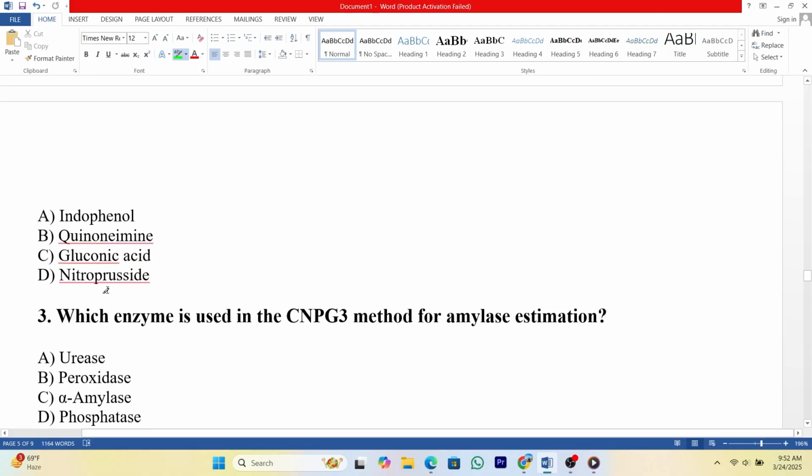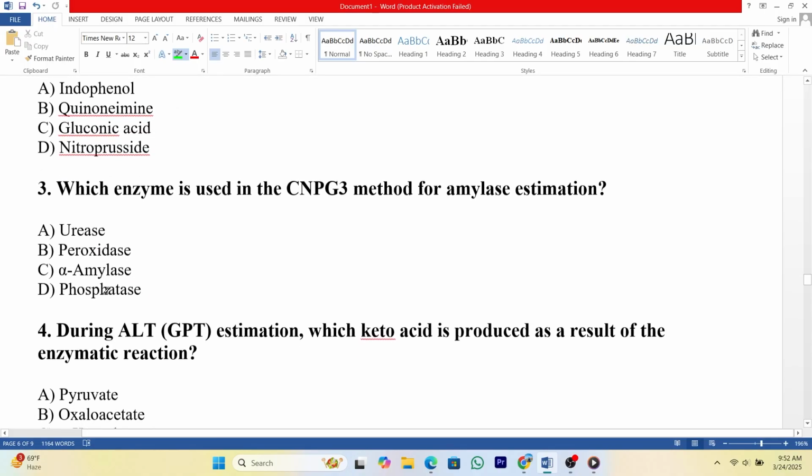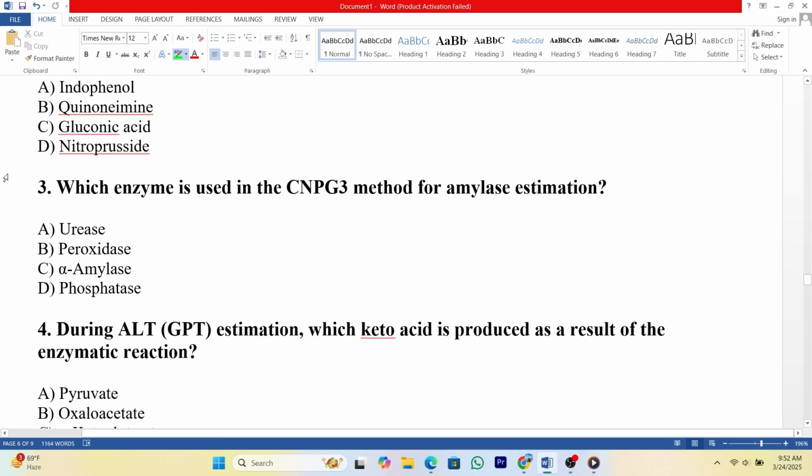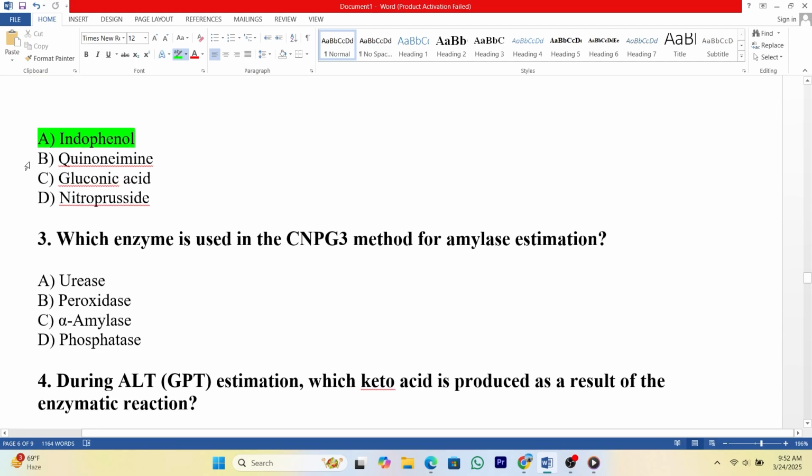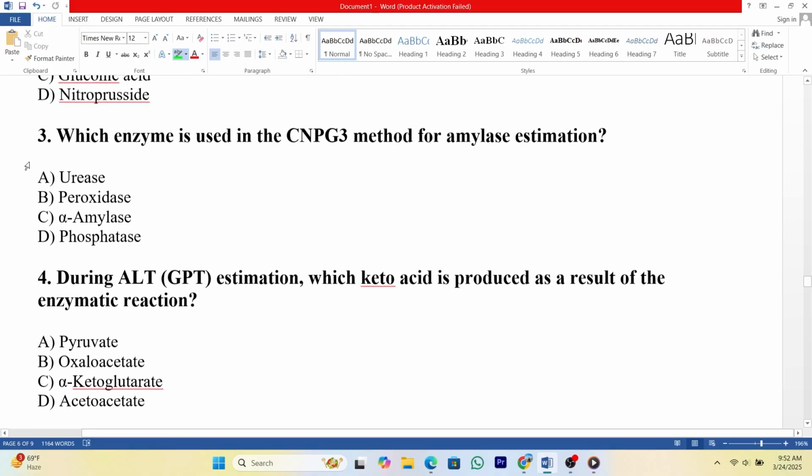2. In the Berthelot reaction for urea estimation, which of the following compounds is responsible for the blue coloration? A. Indophenol. B. Quinonimine. C. Gluconic acid. D. Nitroprusside. Answer: A. 3. Which enzyme is used in the CNPG3 method for amylase estimation? A. Urease. B. Peroxidase. C. Alpha amylase. D. Phosphatase. Answer: C.